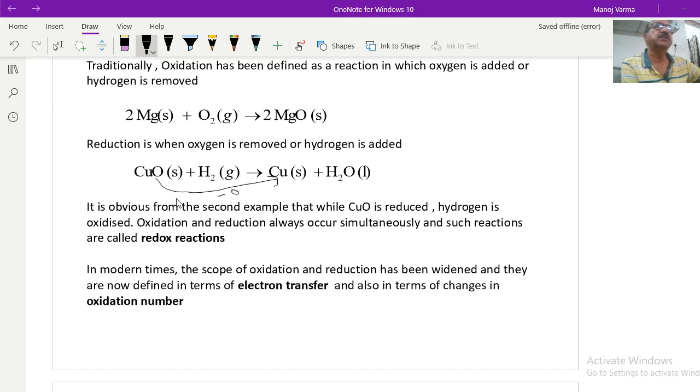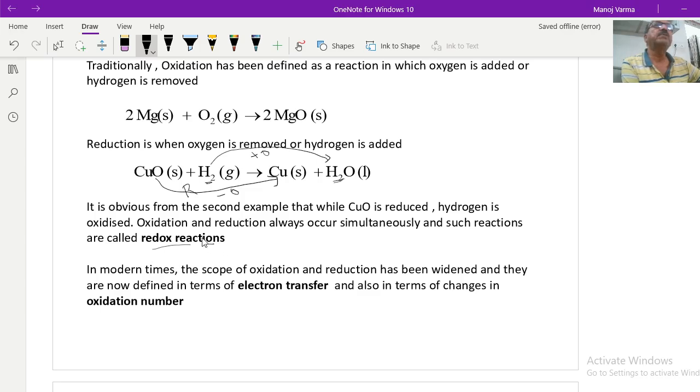So I'm writing minus oxygen. So oxygen has been removed. And if you consider hydrogen to water, in this case, oxygen has been added. So the addition of oxygen is oxidation. So hydrogen has been oxidized to water. But copper oxide has been reduced to copper. So this would be reduction and this would be oxidation. So oxidation and reduction are occurring simultaneously, and such reactions are called redox reactions, right?